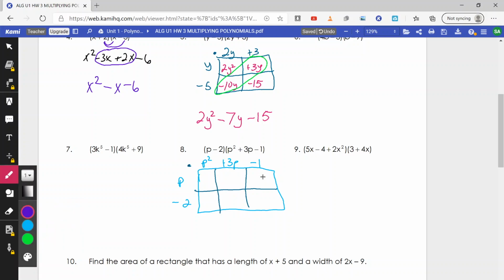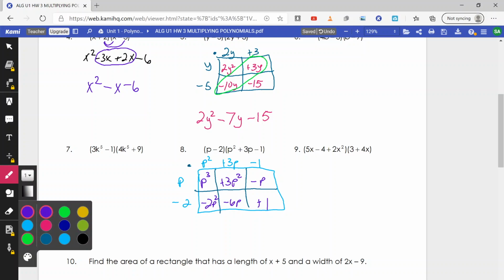So p times p squared will give me p cubed. P times 3p, positive 3p squared. P times negative 1, and negative p. And then I'll look at the negative 2. Negative 2 times p squared, minus 2p squared. Negative 2 times 3p, minus 6p. Negative 2 times negative 1, I end up with a positive 1. Negative times negative makes positive.